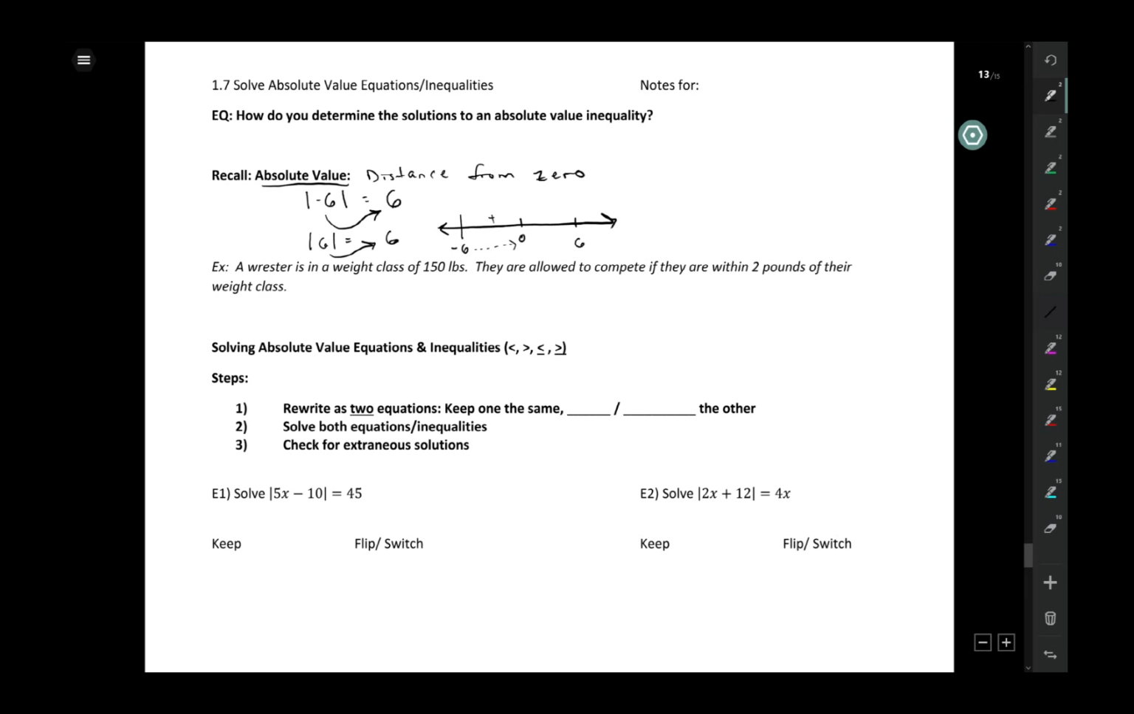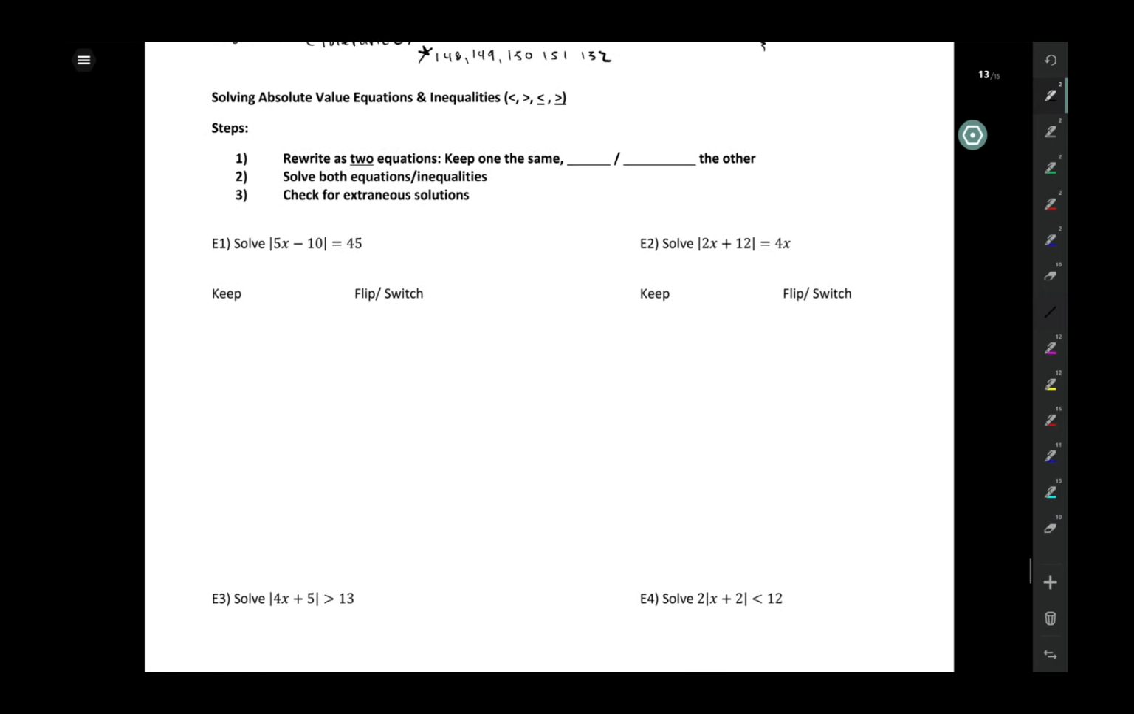A wrestler in a weight class of 150 is allowed to compete if they're within 2 pounds. You see tolerances like this all the time. If they're within 2 pounds, they're good to go if they're 148, 149, anywhere in between, 150, 151, 152. We'll be talking about these with the word problems later.